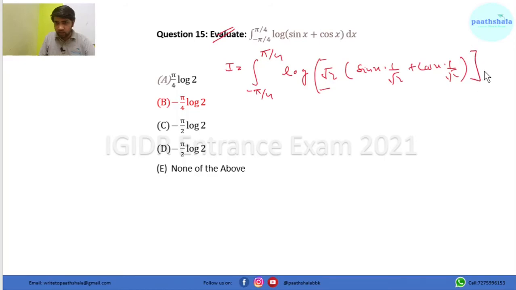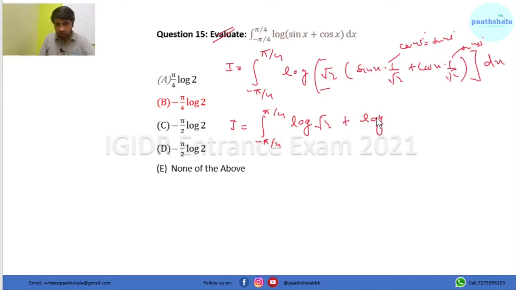So this will be our expression. We know that this is the value of cos 45 and also it is the same as sin 45. So here I'm going to take sin 45. Now I'm trying to make this as sin a cos b plus cos a sin b. So the whole expression will become the integral from minus pi by 4 to pi by 4 of log root 2 plus log sin of pi by 4 plus x. So this will be our final expression.